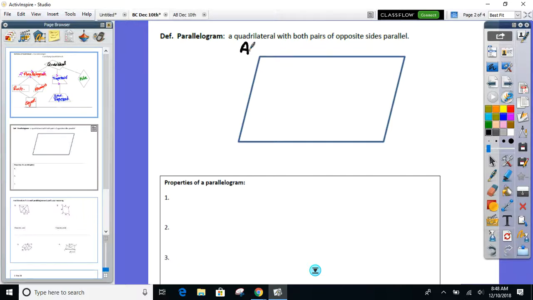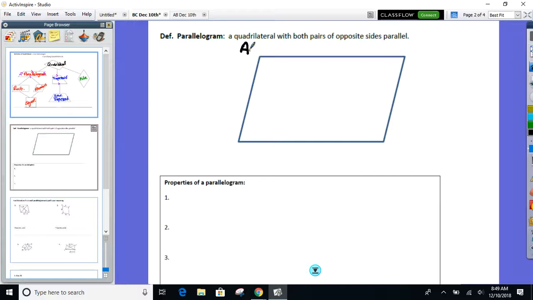But from there, you must label it clockwise or counterclockwise. You cannot jump diagonally. You must label it clockwise or counterclockwise. It does not matter which.